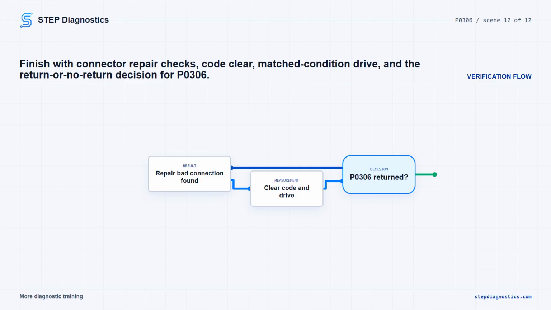Erase the code, operate or test drive the truck under the same conditions that set the code, and read codes again. If P0306 returns after those checks, the supported final step is to replace and program the PCM. If it does not return, the wiring or poor connection issue has been repaired.